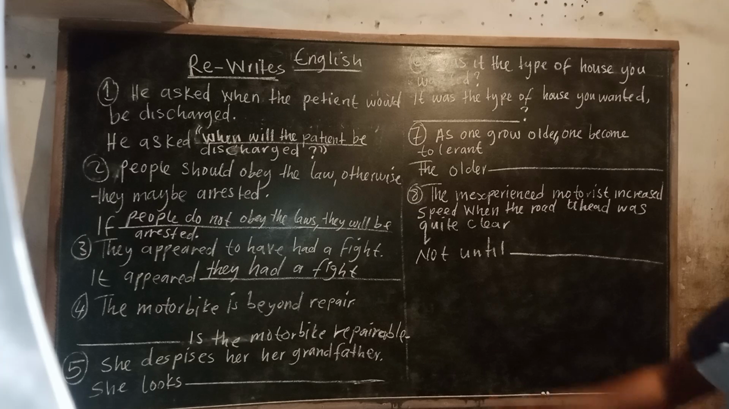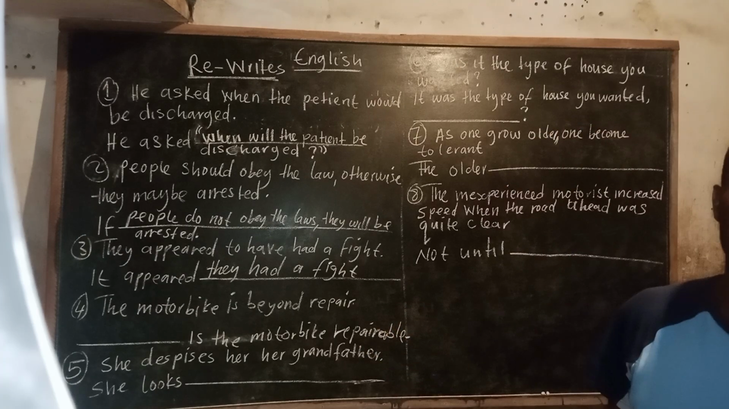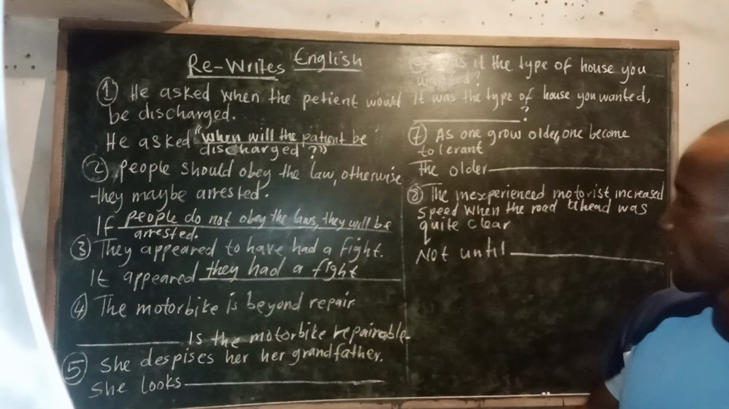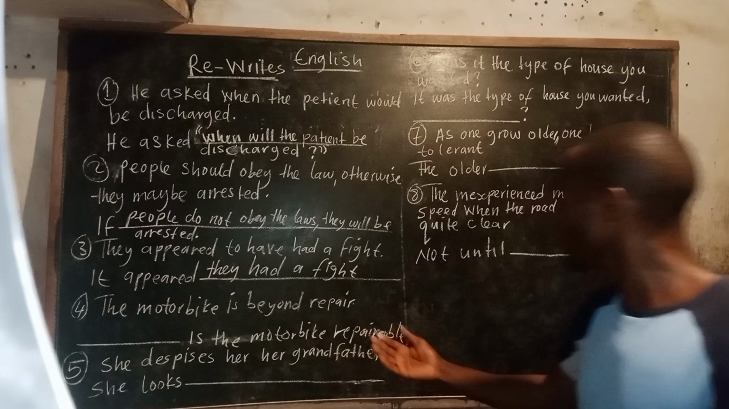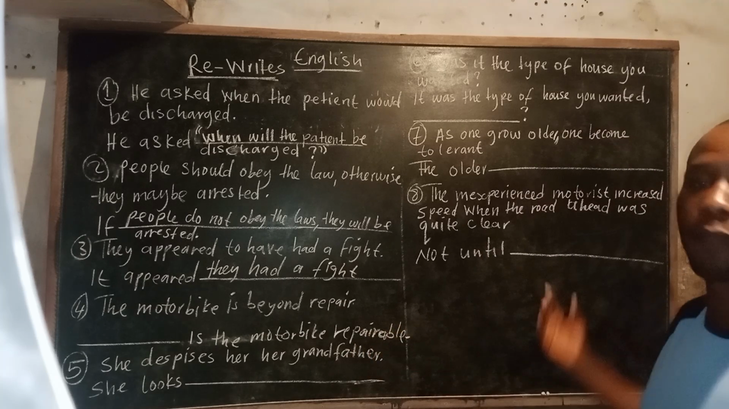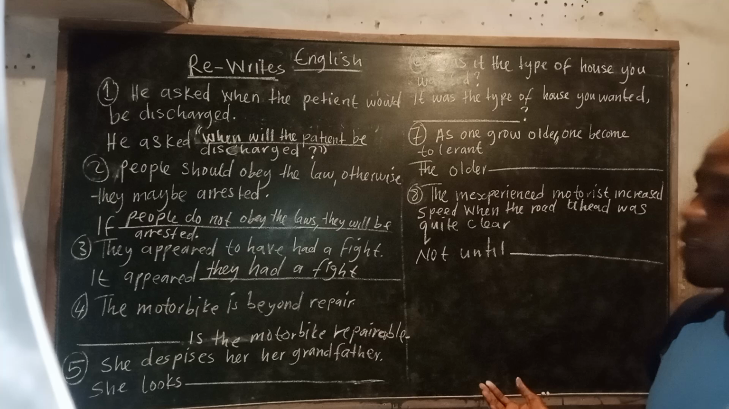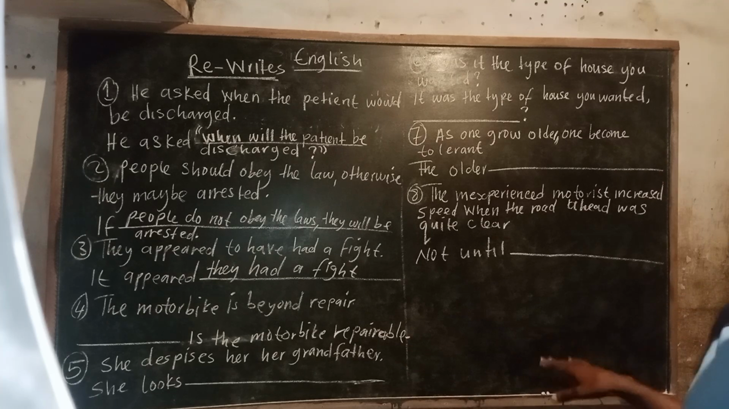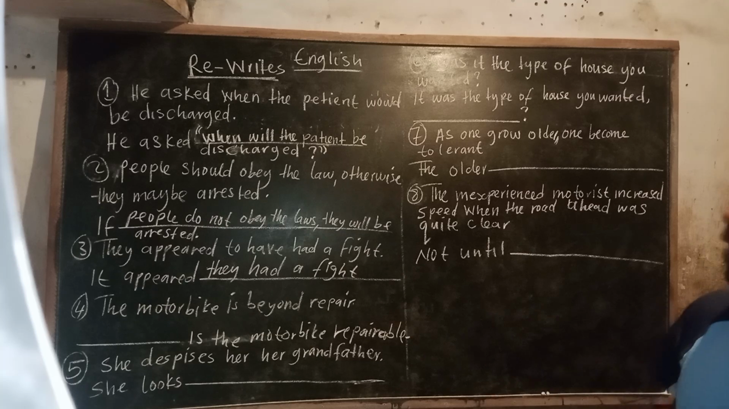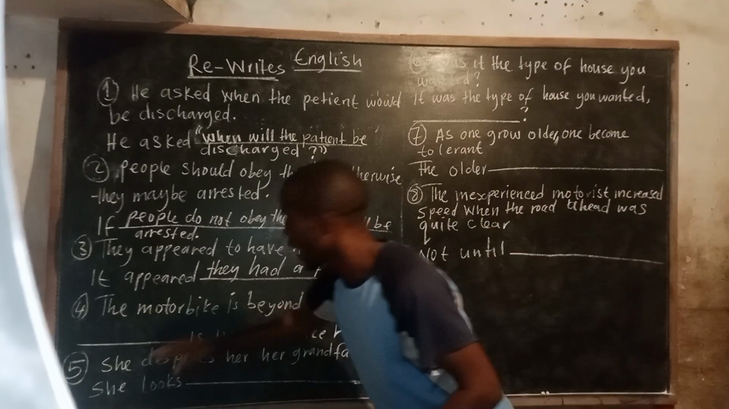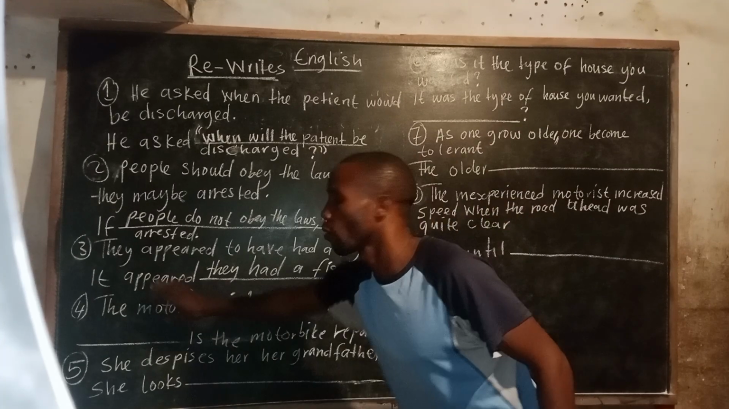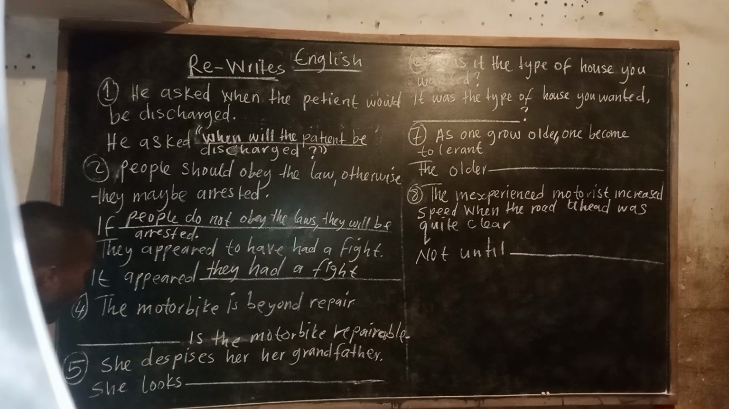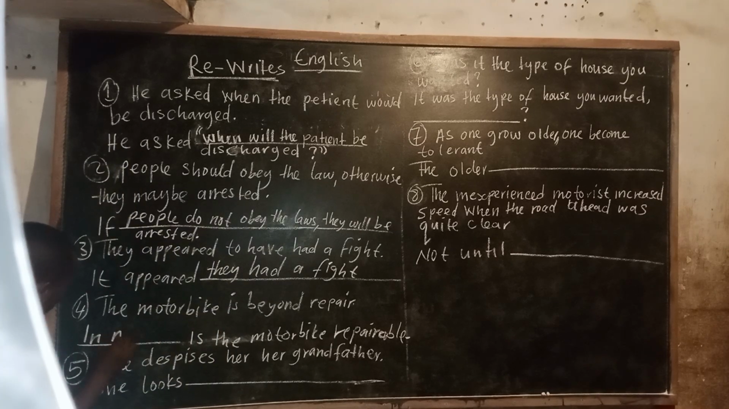Then we go to question number 4. The motorbike is beyond repair. Full stop. Then there is a gap there: dash, is the motorbike repairable, dash. Full stop. There is no question there. It's just a statement, just a sentence. So what are you going to write there to make this sentence have the same meaning as the original? You are going to say, in no way. In no way.